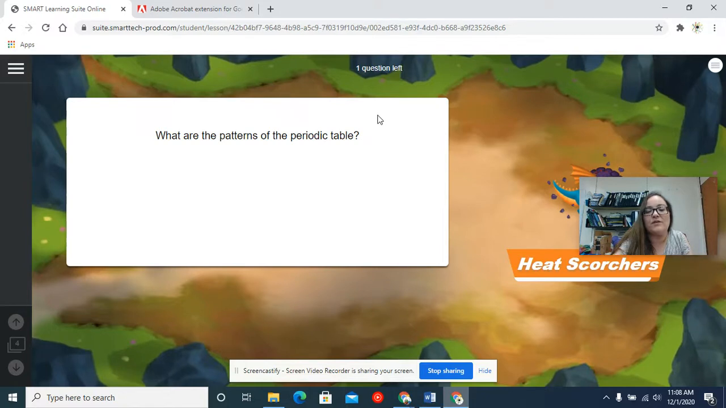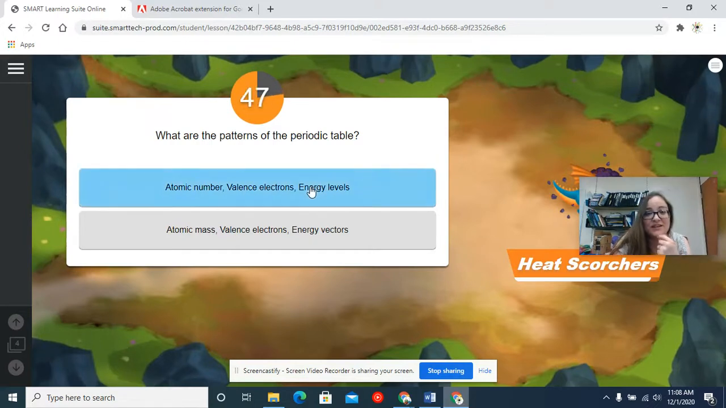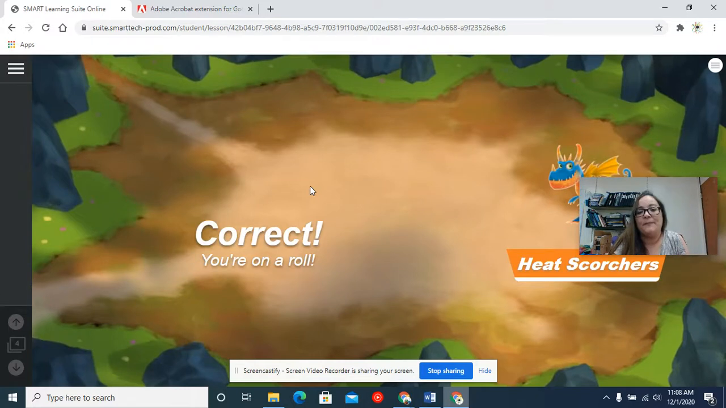Last question. What are the patterns of the periodic table? We have PAVE to help us remember, but all of these are A, V, and E. So which one is it? All right. Atomic number, valence electrons, energy levels is the correct answer there.